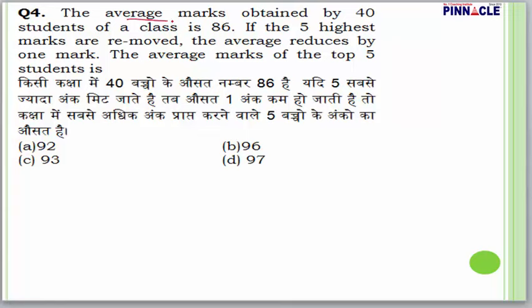Next question, question number 4. The average marks obtained by 40 students of a class is 86. If 5 highest marks are removed, the average reduces by 1 mark. You can say 40 students and they are getting 86 average. So total here it would be equal to 3440. If 5 highest marks are removed, now instead of 40 it is 35 students. Average reduces by 1 mark. Instead of 86, now average is 85. So 35 into 85 would be equal to, you can here multiply it by 17 into 5 like this, into 5.